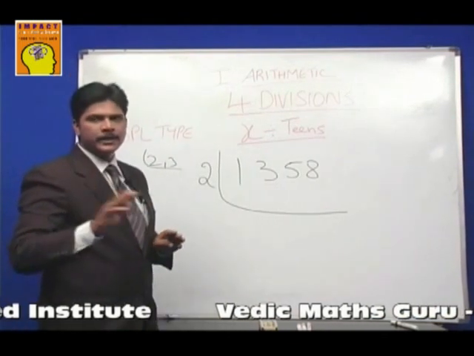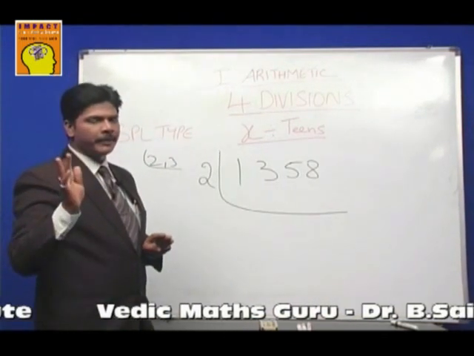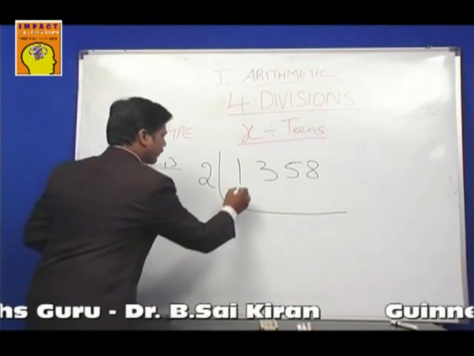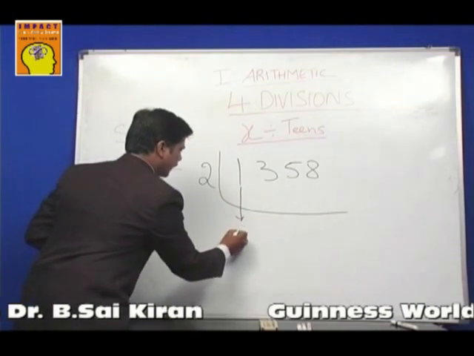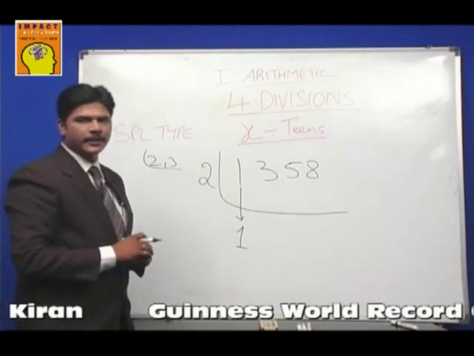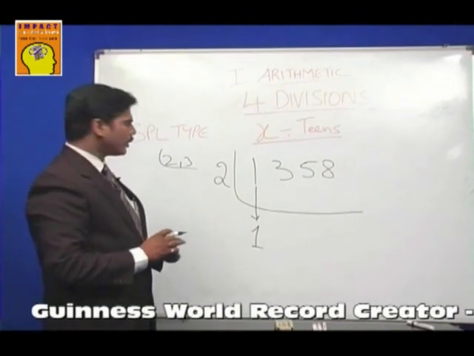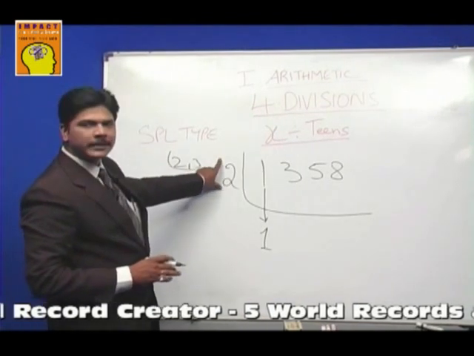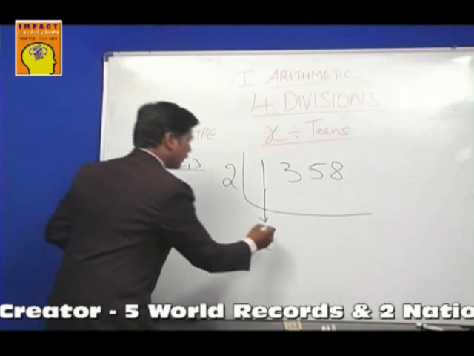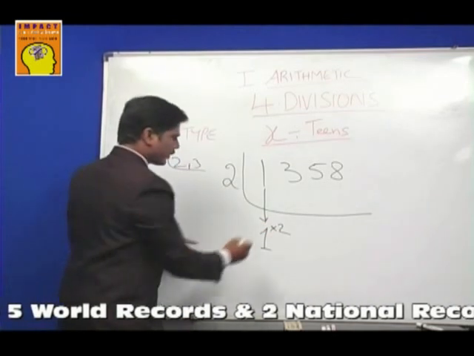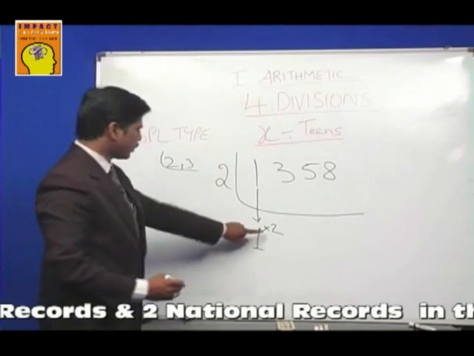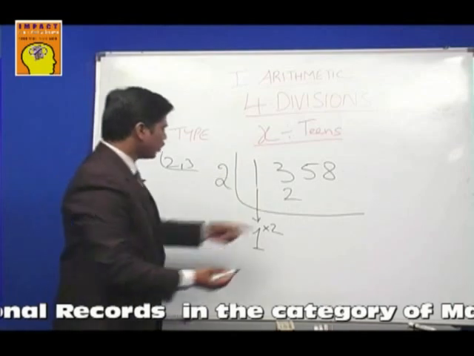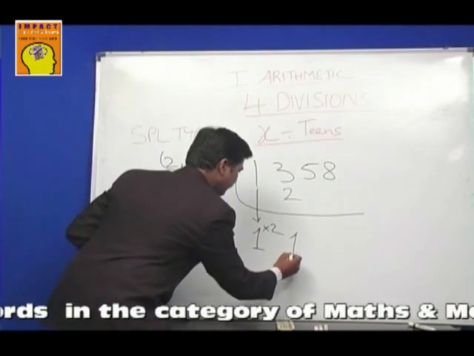Now here there is no formula. There is only a pattern which you have to understand. Step number 1 is drop the first number down as it is. Now the rule says, whatever you have at the bottom, multiply with the divisor. The divisor is 2. 1 times 2 is 2. Write in the next number and subtract. 3 minus 2 is 1, so write the 1 here.